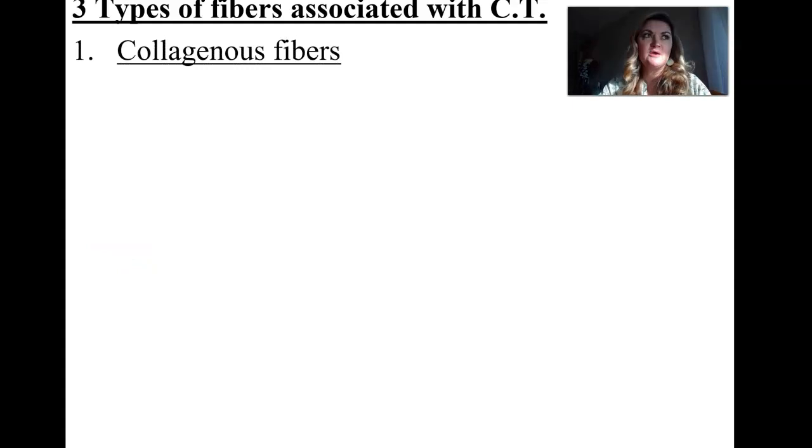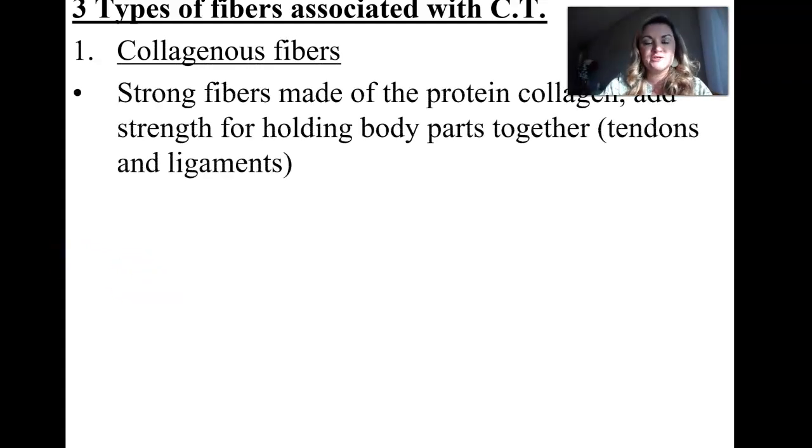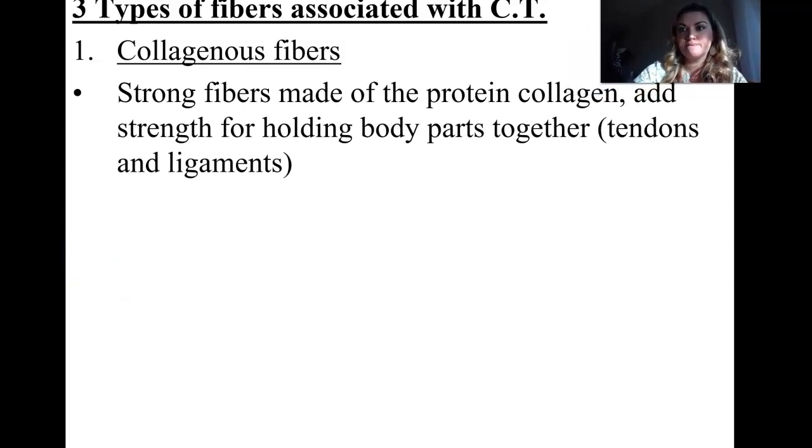Okay, three types of fibers associated with connective tissue. We talked about the collagenous fibers. These are going to be made up of collagen. These are going to be your strongest of all the fibers. They're going to add strength for holding body parts together, things such as tendons and ligaments. Tendons are going to hold muscle to bone. Ligaments hold bone to bone.